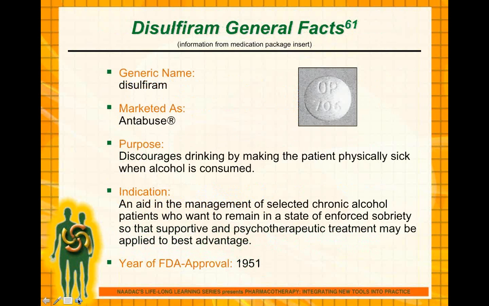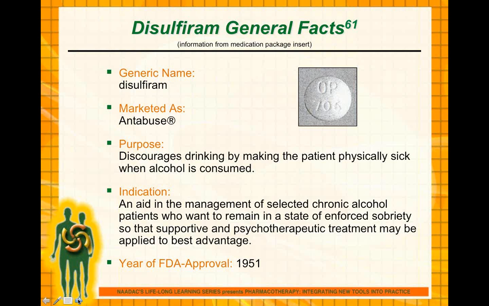So moving on to the next one is disulfiram, also known as Antabuse. And this works by discouraging drinking by making the patient physically sick when alcohol is consumed. That's exactly what it does. But I really enjoy what the indication says. They really state it. It's an aid in the management of selected chronic alcohol patients who want to remain in a state of enforced sobriety, so that supportive and psychotherapeutic treatment may be applied to best advantage.